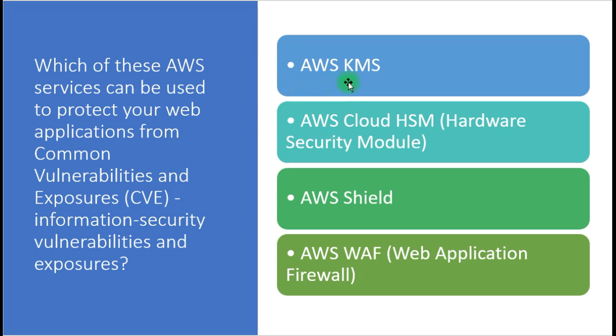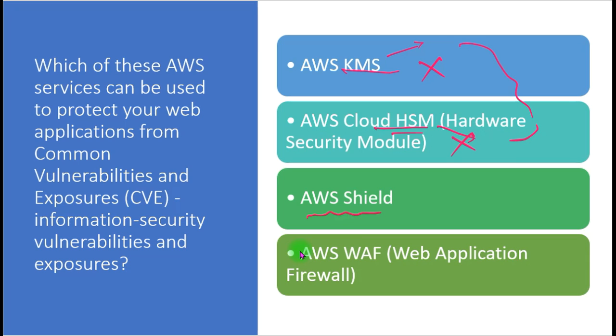The options we are having: AWS KMS, AWS CloudHSM, AWS Shield, AWS Web Application Firewall. As we already know, the first two services are key management services in AWS. The only difference is that one is multi-tenant and the other is single tenant, and these are used to manage our keys within AWS. Also, these will be used to encrypt our data. So these two are not the correct choice for this question.